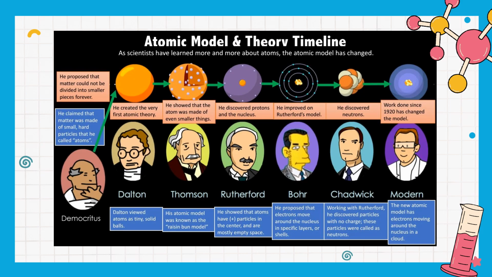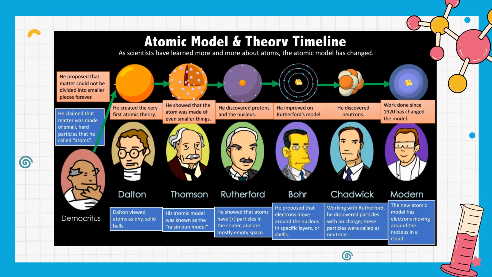Now let us discover the atomic model and theory timeline. As scientists have learned more and more about atoms, the atomic model has changed. First is Democritus. He claimed that matter was made of small, hard particles that he called atoms. He proposed that matter could not be divided into smaller pieces forever. Next is John Dalton. Dalton viewed atoms as tiny solid balls. He created the very first atomic theory.